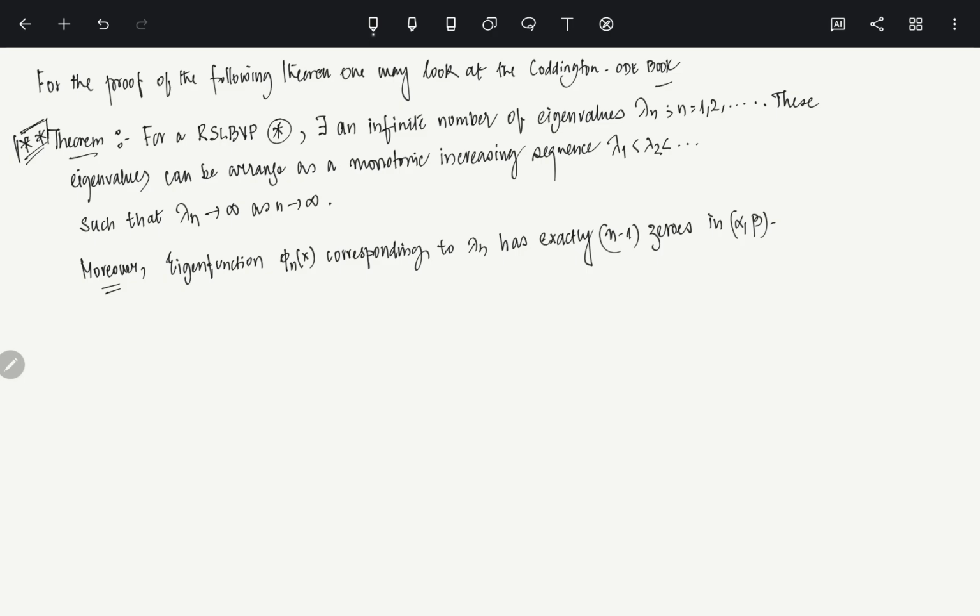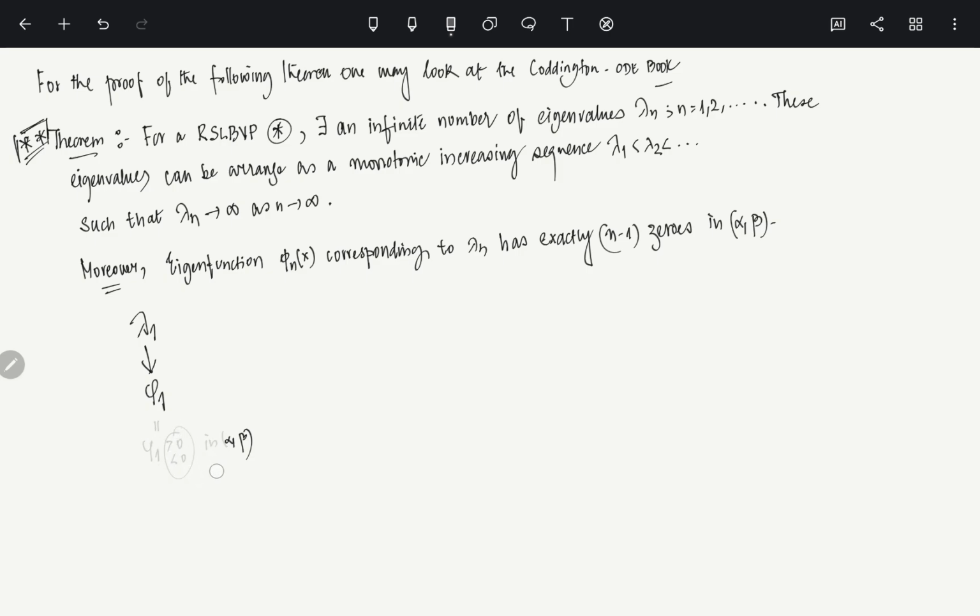So you do realize what I'm trying to say. Let's say lambda 1 is there. Corresponding to lambda 1, you have an eigenfunction phi 1. Now, how many zeros does phi 1 have? In this case, n is 1, so n minus 1 is 0. So there is no zero. So phi 1 is either positive or negative. It doesn't have any zero anywhere in alpha beta. So phi 1 is not sign changing.